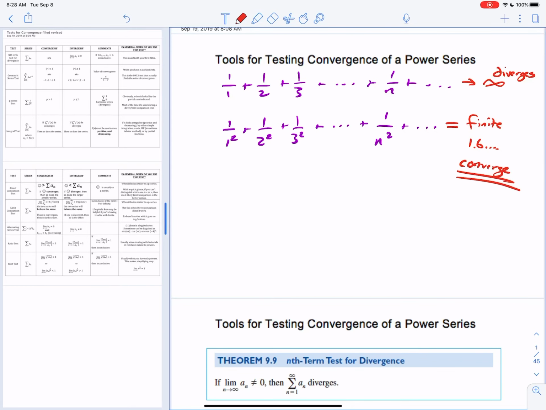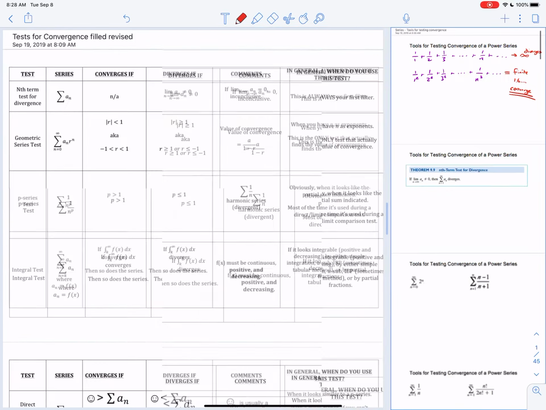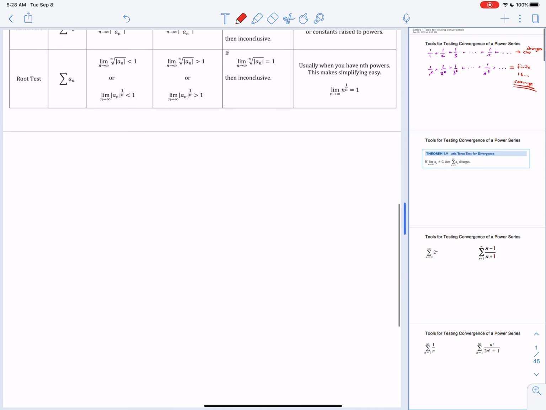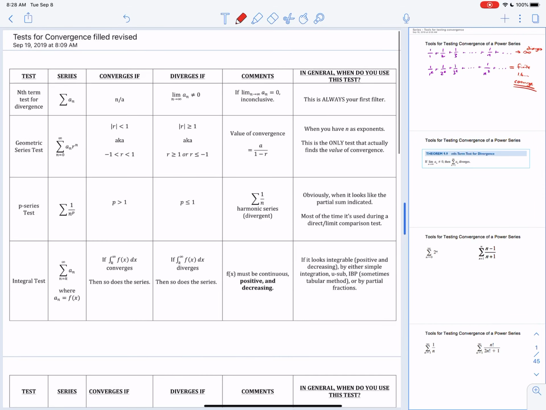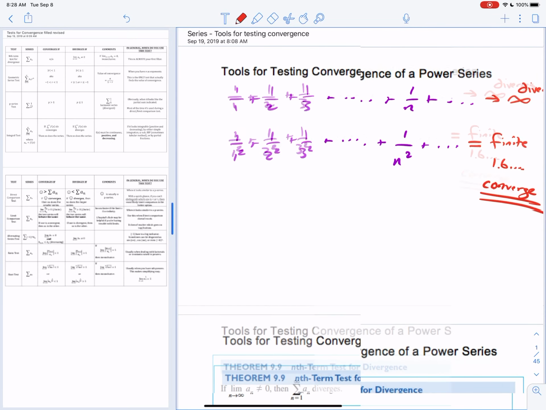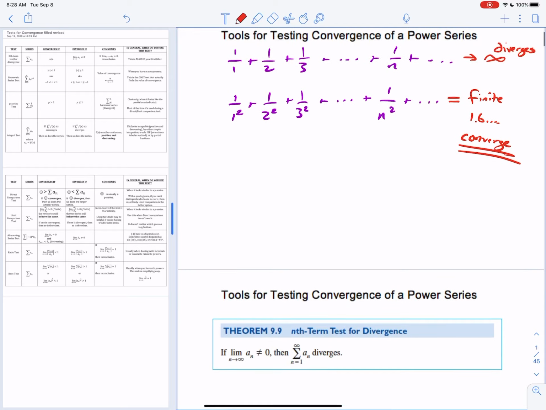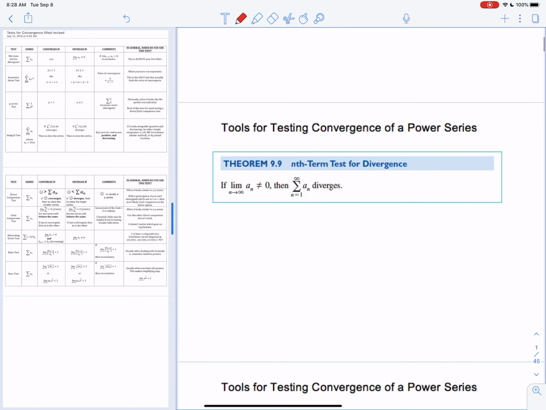So you're learning all of these tests right over here throughout the next few lessons, right? To kind of test to see whether a series will converge or diverge, right? Okay, so it all sounds weird at first. So here's your first one, okay? This is called the nth term test for divergence. A lot of people just call it the divergence test.